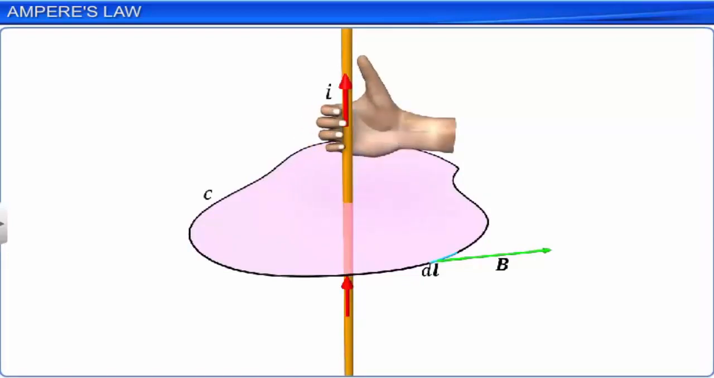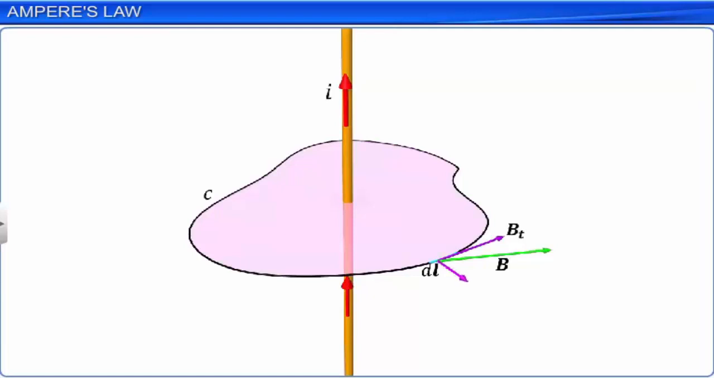On resolving the magnetic field into its two components, the component of the magnetic field along the length of the small element of the closed loop is called the tangential component of the magnetic field. Let it be Bt. And the component of the magnetic field perpendicular to the length of the small element of the closed loop is called the normal component of the magnetic field. Let it be Bn.